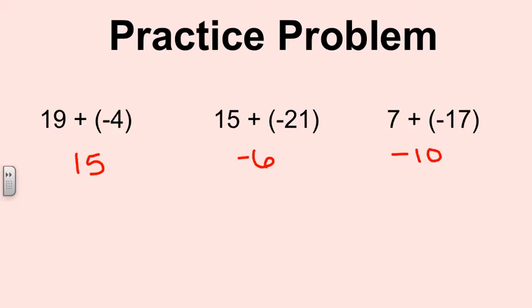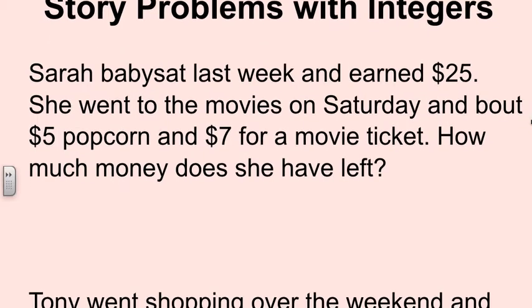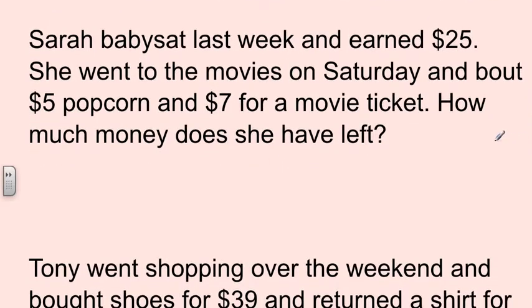Hopefully you were successful on those. We have some story problems here. We have Sarah. Sarah is still babysitting. Was she babysitting yesterday? I don't remember. But Sarah is still babysitting, and last week she earned $25. She went to the movie on Saturday and bought a $5 popcorn and $7 for a movie ticket. How much money does she have left? So we know that she started with 25. That's going to be a +25. That's how much money she started with.